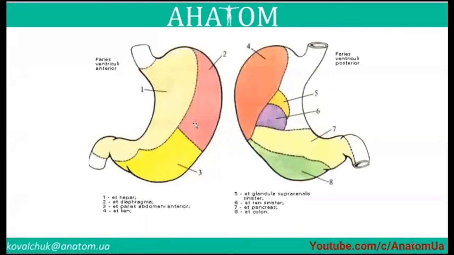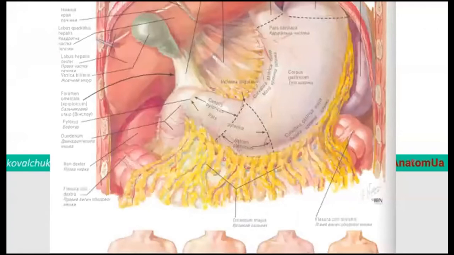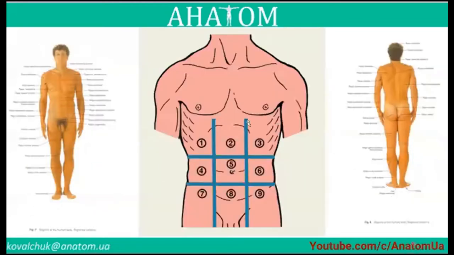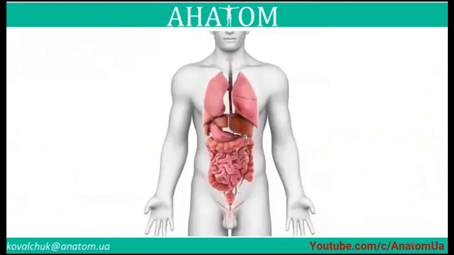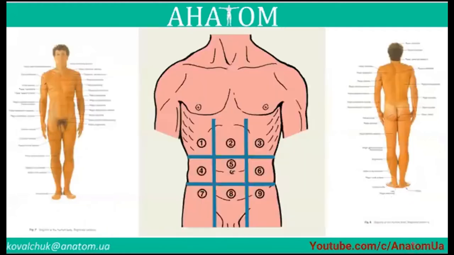Syntopy is which organs touch, for example, the stomach: the liver, diaphragm, pancreas, spleen, kidneys, suprarenal glands, and colon. After this, we can look at a picture where some region is located in the external structure. Syntopy of different organs in the abdominal cavity: very important are the nine regions in the anterior wall of the abdomen. Abdomen, or stomach, is the projection of these organs to the skin externally.